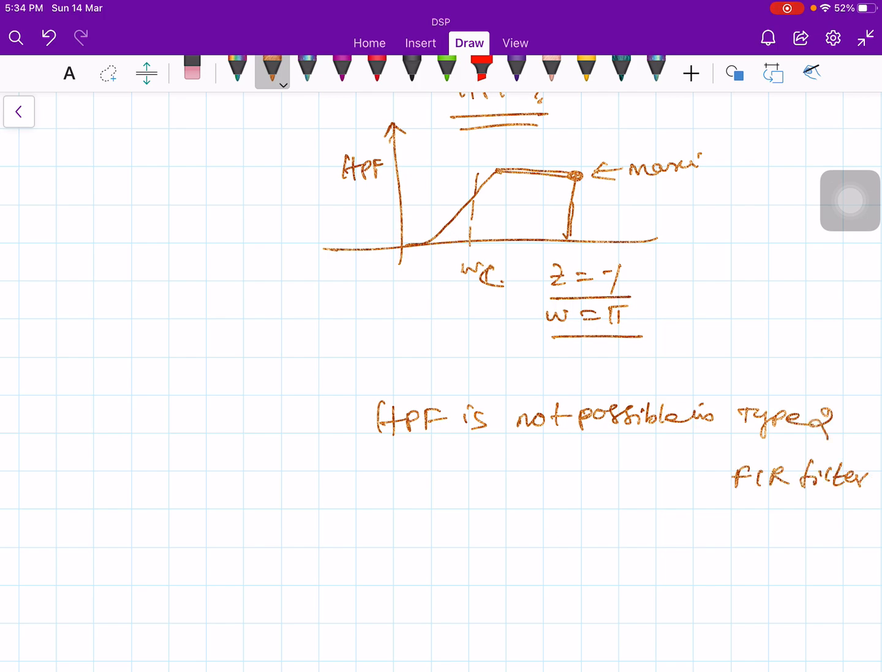But in a type 1 filter, you can realize all types of filters. You can realize low pass, high pass, band stop, all filters. So with type 1, it was not a problem. H of 1 is equal to h of 1 and h of minus 1 is equal to h of minus 1. But here h of minus 1 is identically equal to 0 because n is odd. Therefore, a type 2 filter has the limitation that it cannot be used for design of high pass filter. This restriction is not there in a type 1 filter.